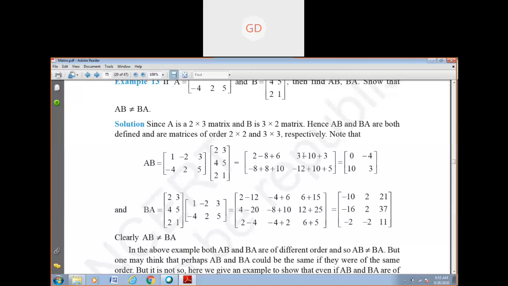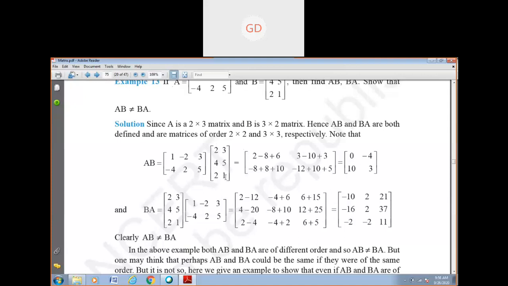So multiplication by the first row is over. Now by the second row we multiply: second row into first column, second row into second column. And we have minus 4 into 2, minus 8; 2 into 4, 8; 5 into 2, 10. So minus 8, 8 and 10. Now second row into second column.